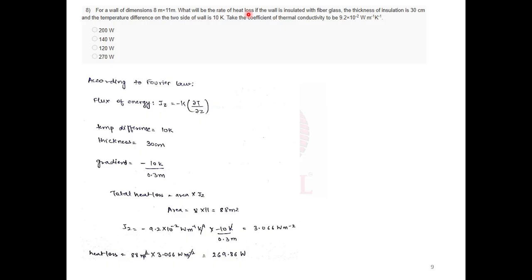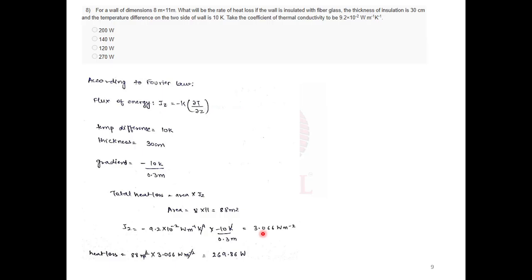Now J2 you need to calculate. J2 is what? Minus 9.2, because they have already given the coefficient of thermal conductivity is 9.2 into 10 to the power minus 2 watt per meter per Kelvin, which is also an SI unit, right? So this is the value of J2, 3.06 watt per meter square. So from there you can easily calculate the total heat loss, meaning area into J2. Area you know already, 88 meter square, 3.06 watt per meter square. So meter square cancels. If you multiply that, you are getting 269.86 watt, right?